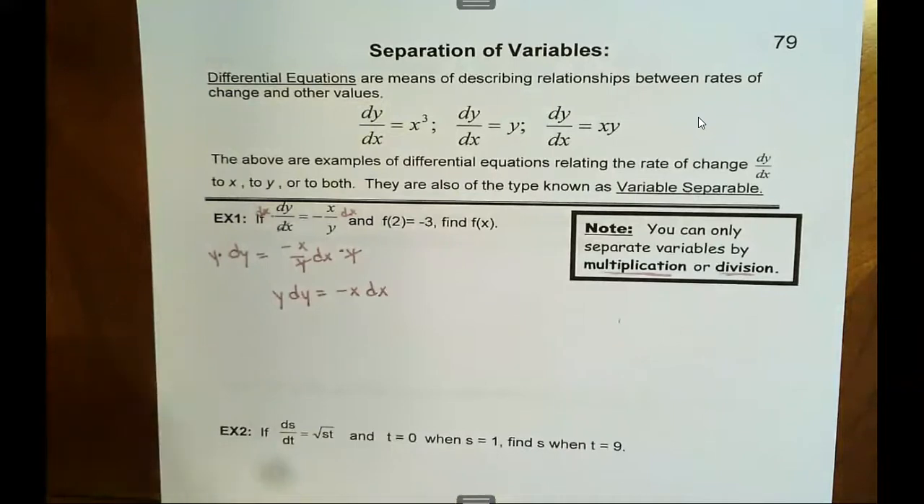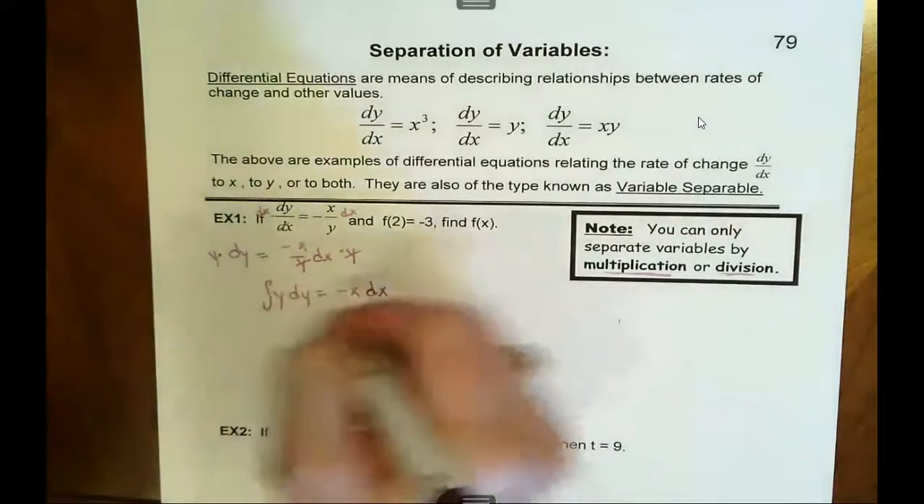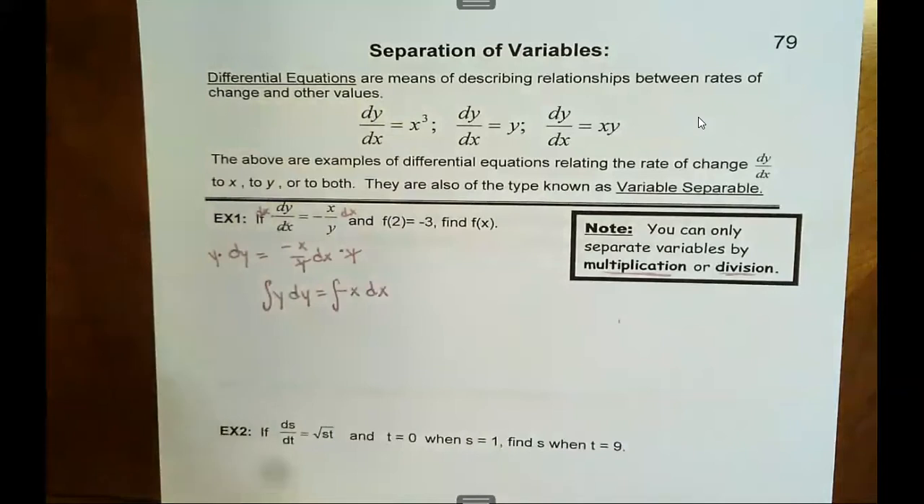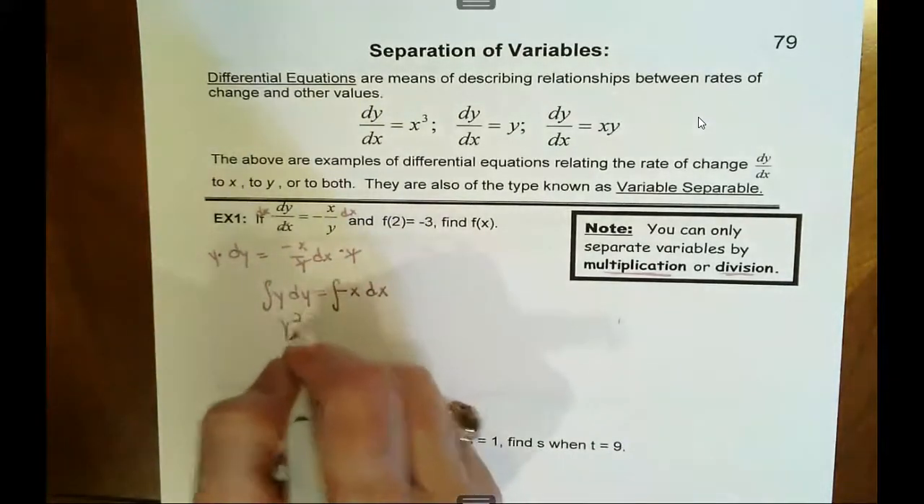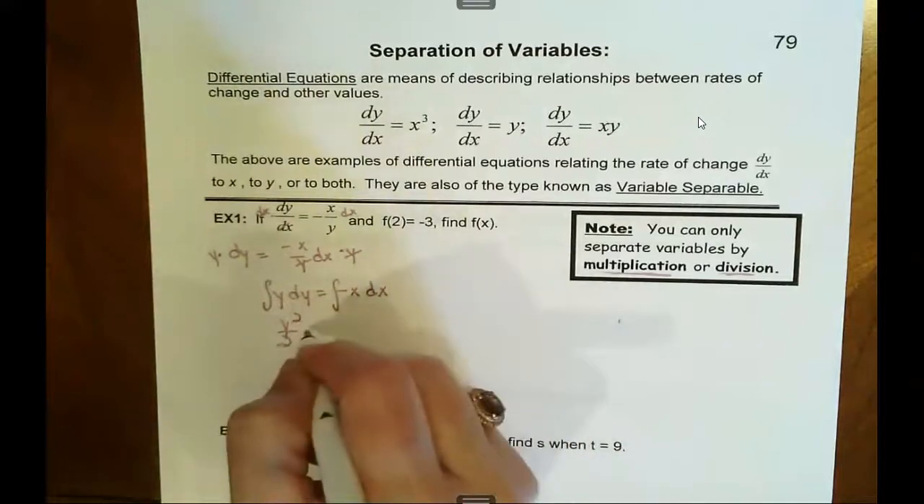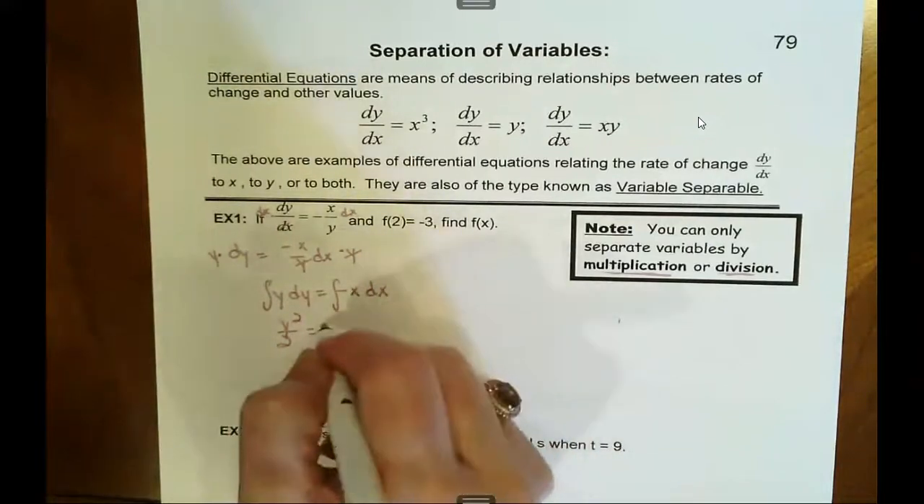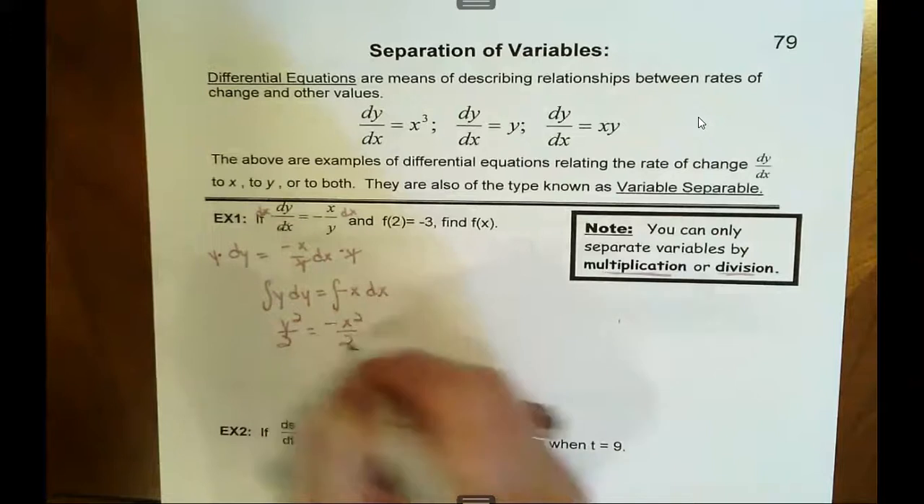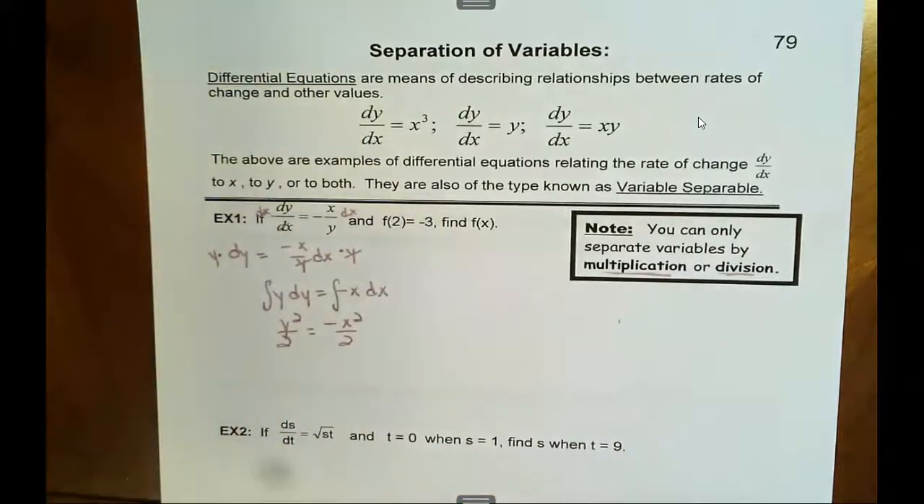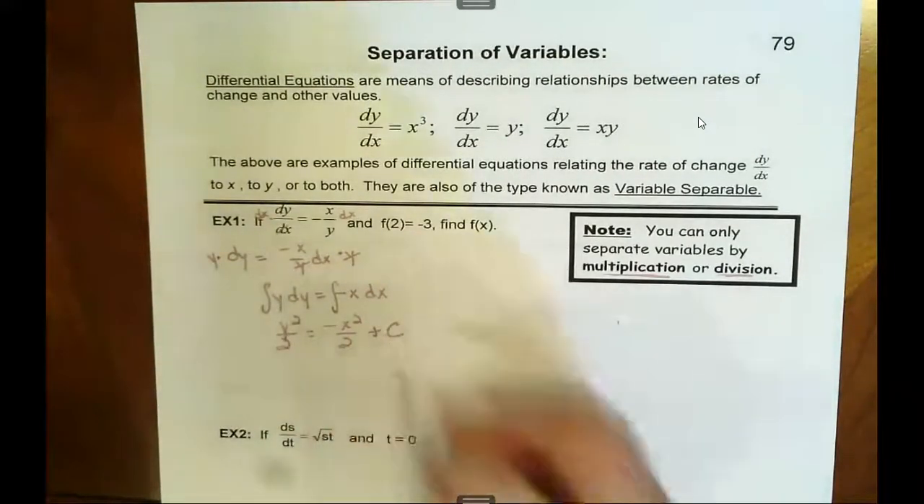All right, so now that they're separated, I can integrate each side. And so the integral of y would be y squared over 2. The integral of negative x would be negative x squared over 2. Now, each of those would also have a plus c. But since we don't know what c is, there's no point in putting c on both sides of the equation. It's just an unknown. So for that reason, we just put the plus c on one side.